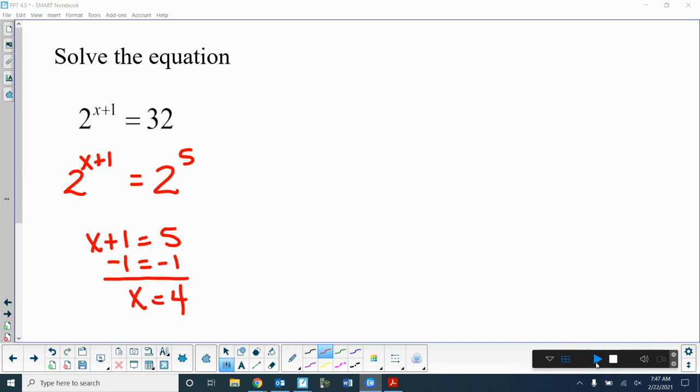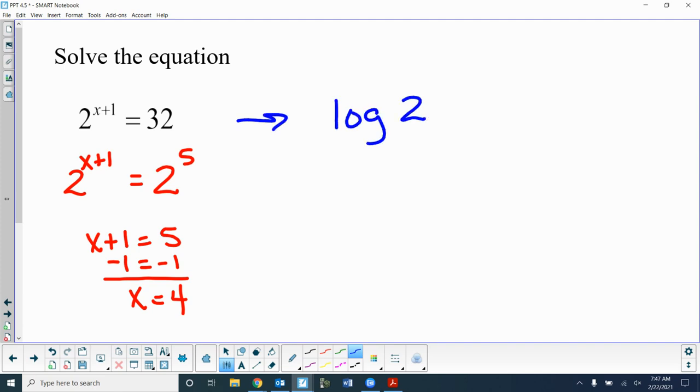You can take the log of both sides. All right? The second way, which is the way that most kids end up doing them, is saying the log of 2 to the x plus 1 power equals the log of 32. Okay? This is the way most kids will do it, because they don't have to try to think, can I write this number on the right with the same base? You don't have to think about that process. Just take the log of both sides.